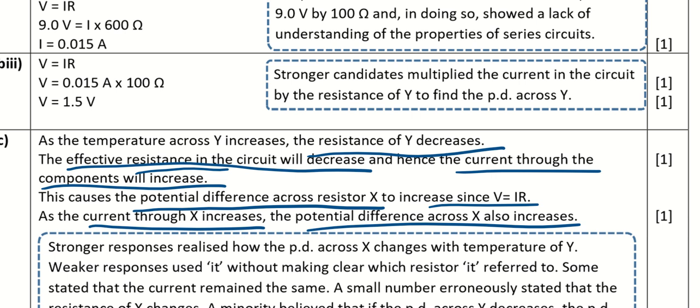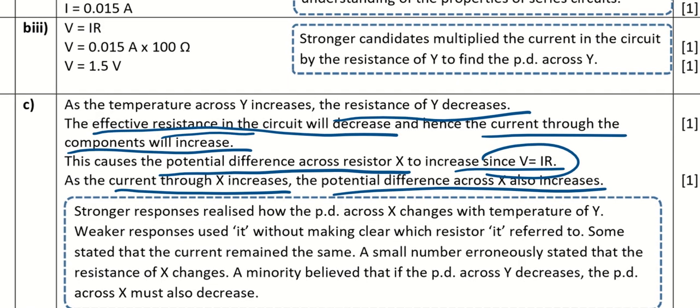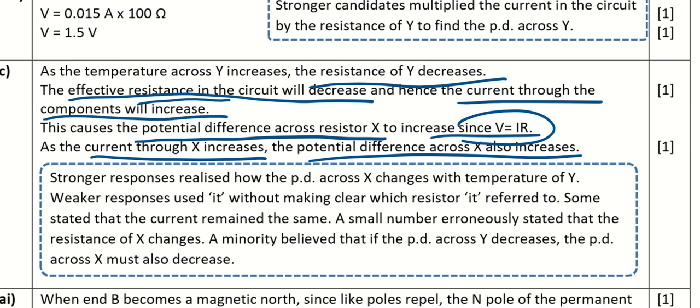Now, I told you many times that for a lot of explanation questions, it is good to bring in the formulas. And actually, you see that the formulas are all over here. V equals IR, V equals IR. Now, stronger responses realize how the PD across X changes with the temperature of Y. Weaker responses use it without making clear which resistor it refers to. So it must be very explicit.